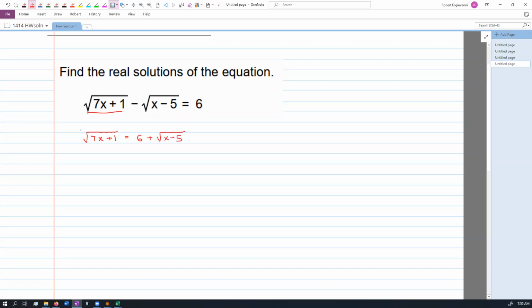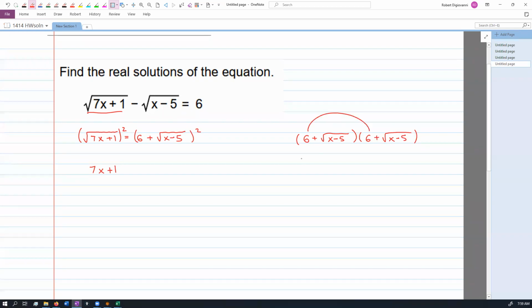Now we square both sides. And since we're squaring both sides, again, we're going to have to check our answers. The left side is just 7x plus 1. Now, the right side is a little more complicated. So I'm going to actually do it by hand, just to make sure you understand the algebra involved here.